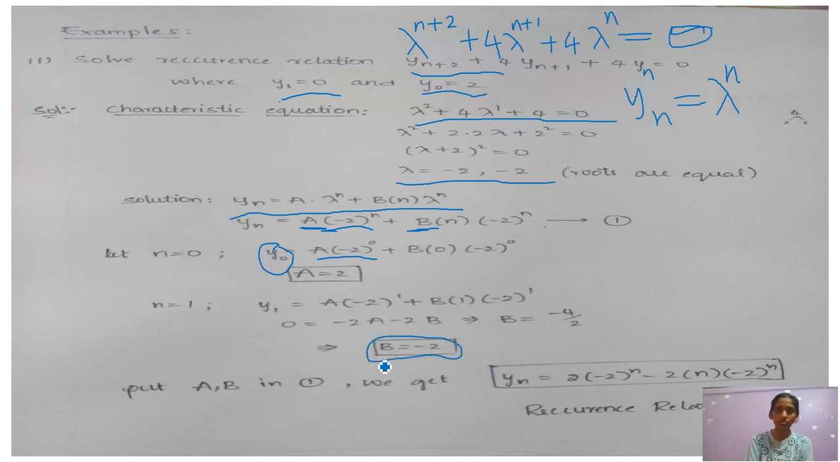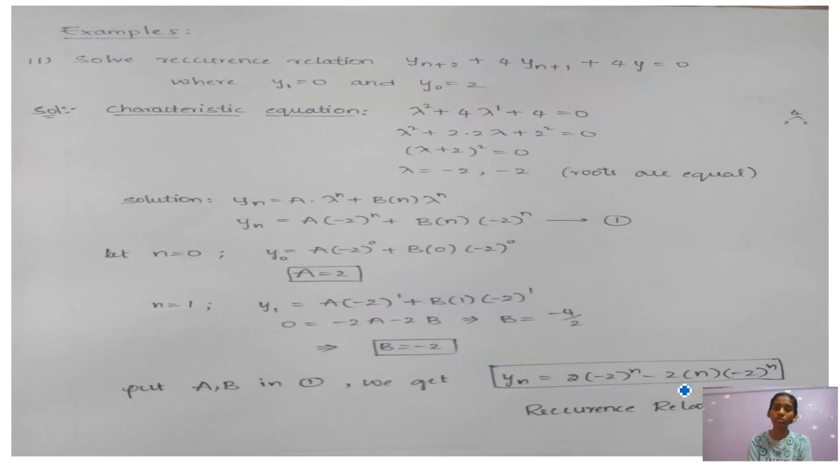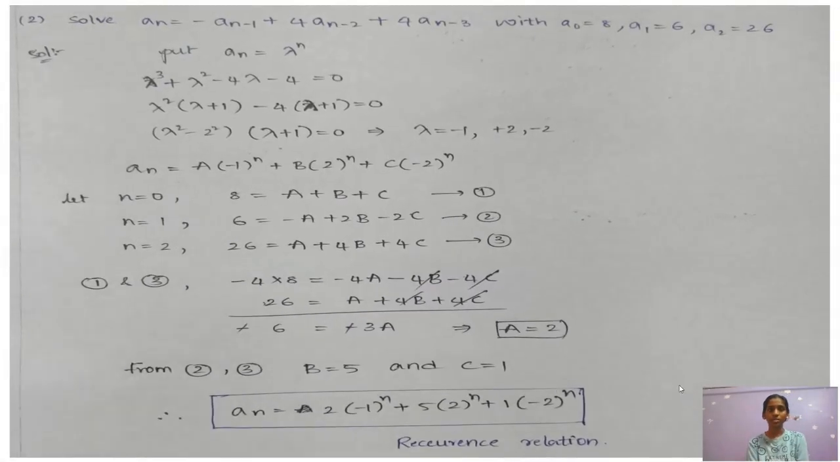Now, substituting a and b in equation 1, at last we'll get the recurrence relation that we need for the given problem. That is yn is equal to 2 into -2 power n minus 2 into n into -2 power n. This is the recurrence relation that we require. This is the scenario in which roots are equal. But what if roots are different? Let us take an example for that also.